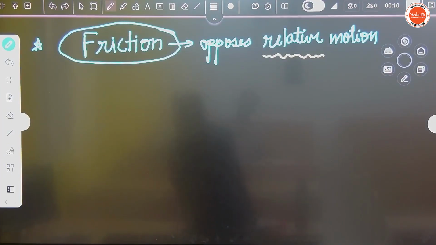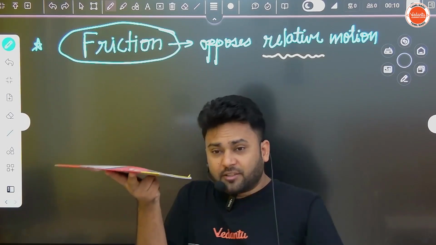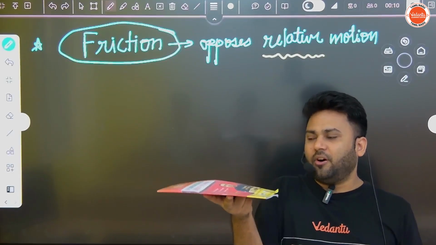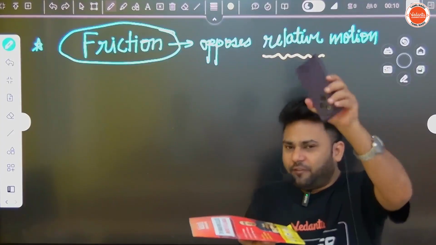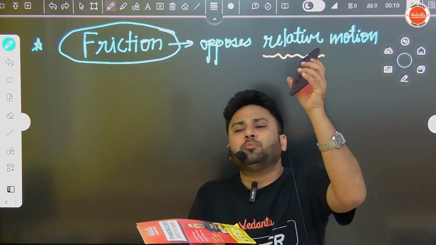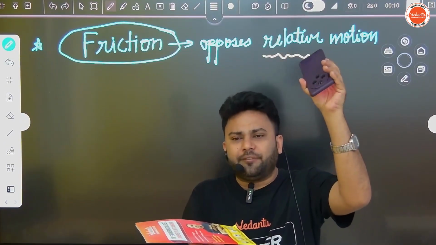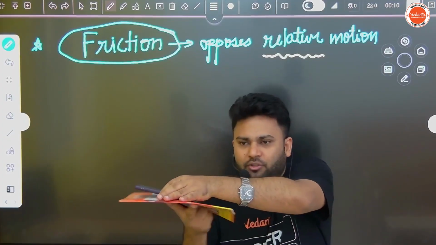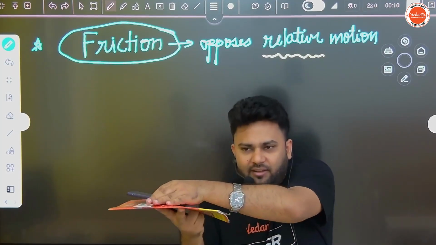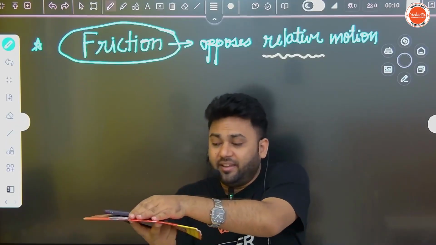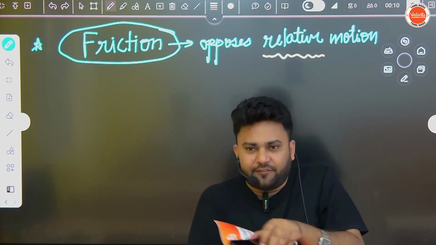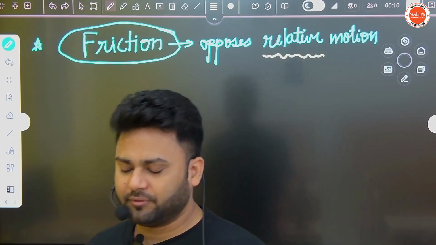Correct. If this object was made of ice, think, ice means very smooth, almost negligible friction. Suppose this was ice, and if I would have pulled, this would have slipped. You can feel it now, slipped. So why in this case is it coming? Because this is rough. There is friction, and friction is helping it to move.